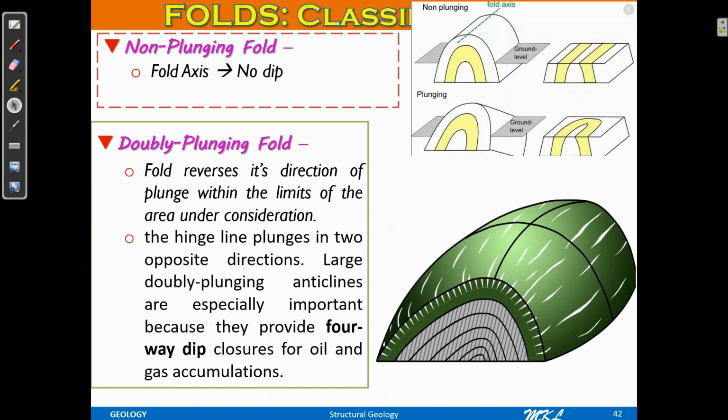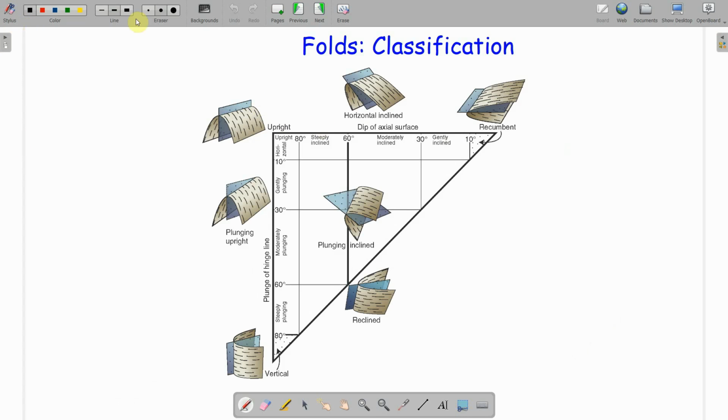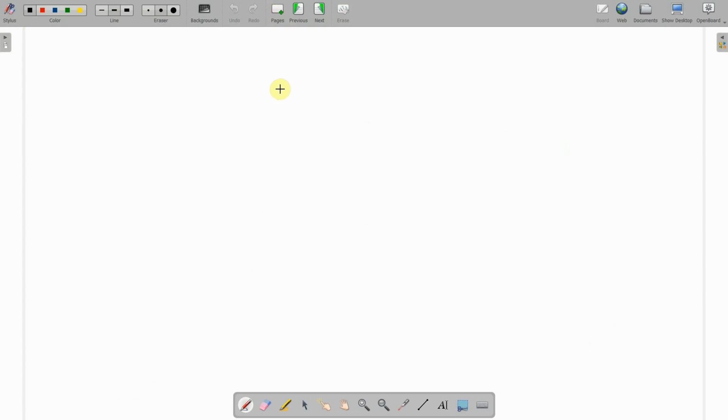Now there is another type of plunging fold you can identify, that's called the W plunging fold. It may be looking like a dhol, you know the dhol. If you cut the dhol in half, it will look like that. Does everyone know the dhol? Yes sir. So if you cut it in half, that is how it will look.